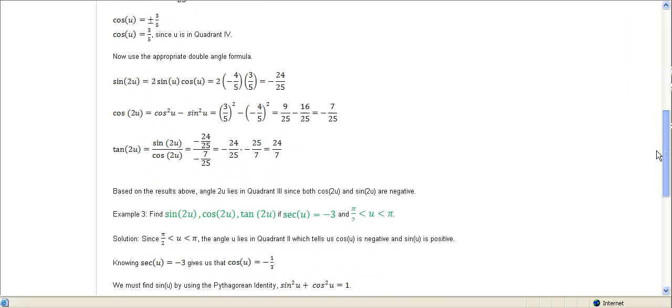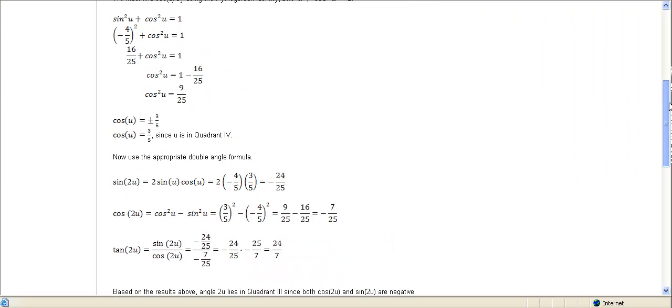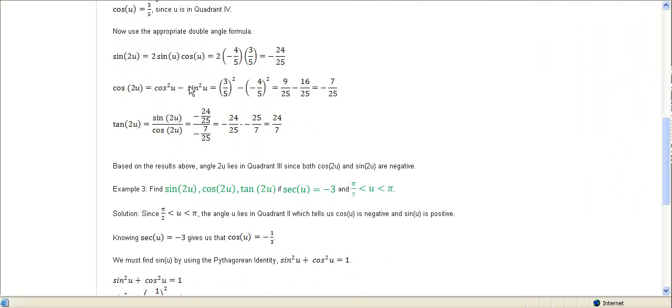The other way to do it, which I didn't show you here, is to plug into the tangent of 2u formula. So you could do 2 times tangent of u divided by 1 minus tan squared of u. To do that particular iteration, you have to find out what tangent of u is, and to find that out, you would have to divide sine u by cosine u to figure out what that value is and plug in. So that's going to be a lot more tedious. If you already know sine of 2u and cosine of 2u, just divide them to get the tangent value.